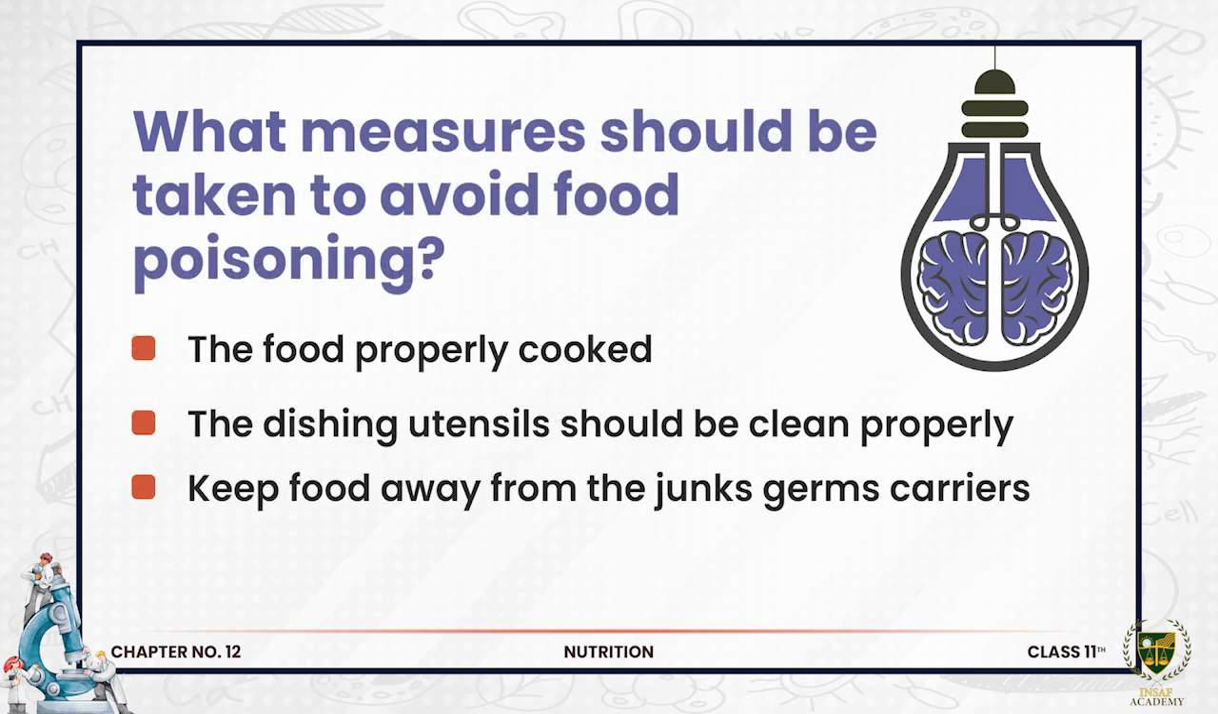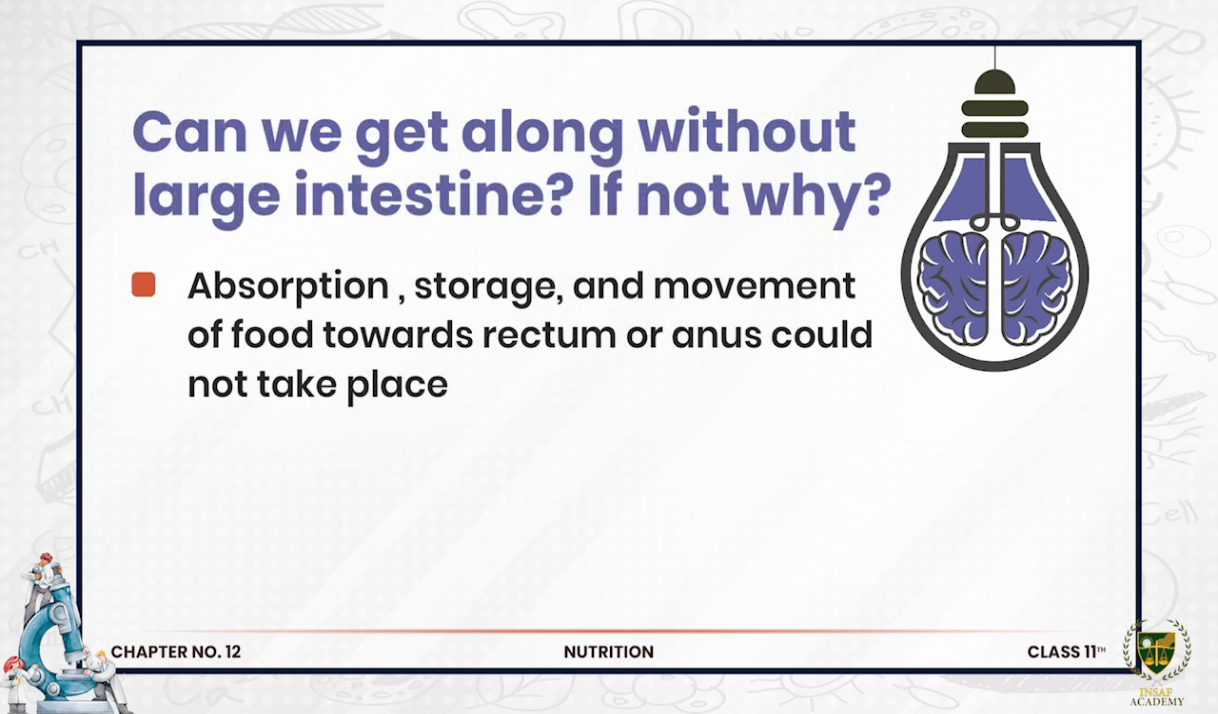Question number 3. What measures should be taken to avoid food poisoning? So what should be done to avoid food poisoning, dear students? Number 1, the food should be properly cooked. Number 2, that dishing utensils should be cleaned properly. And number 3, keep food away from the germ carriers and try not to buy canned meat especially.